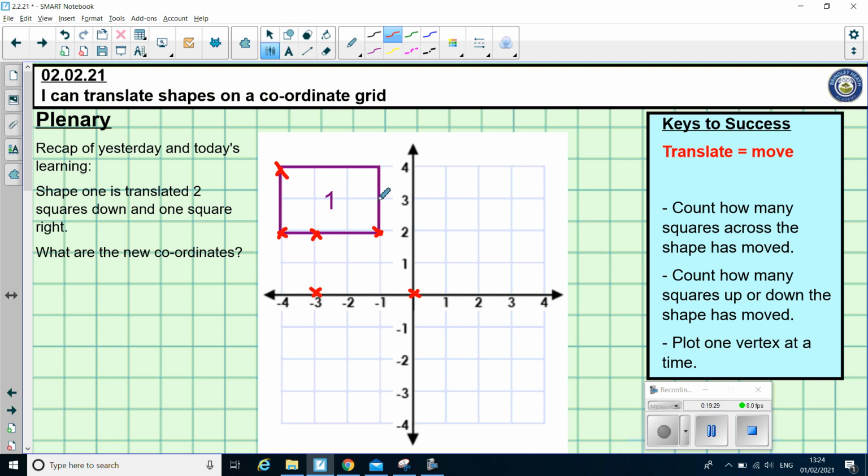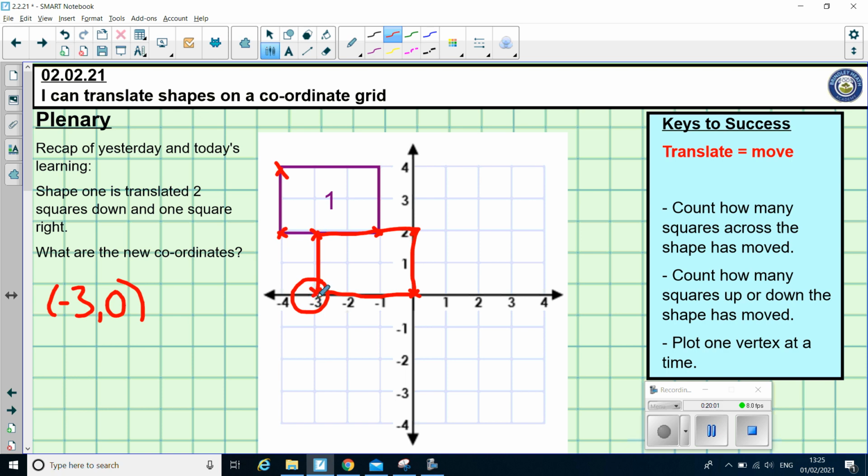And my final vertex is here. It looks a little bit confusing in that I've got a cross in the middle of my shape, but the new rectangle would look like this. Now we need to know the coordinates of the new rectangle. So I've got -3, 0 would be my first coordinate. I'm going to circle it once I've done them so I know I've done that one.